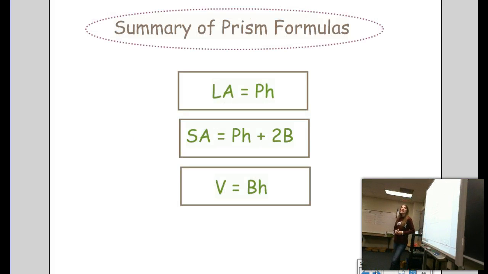All right, there's a summary. Did you already get your formulas? Yeah. Oh, you already got them. There's a summary, all three together. What does capital P stand for? Perimeter of the base. Okay. Just for prisms, right? Today is all about prisms.